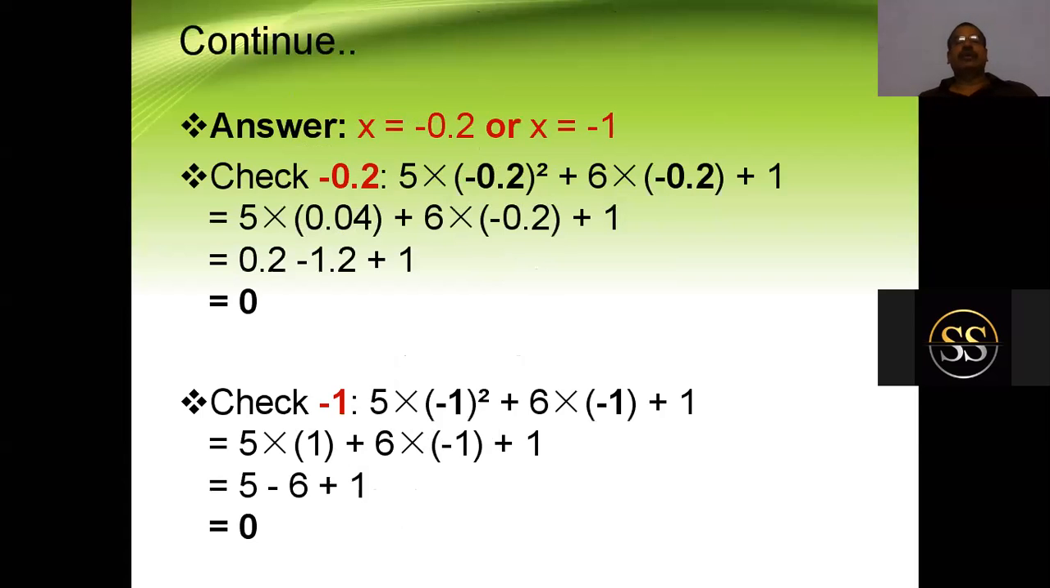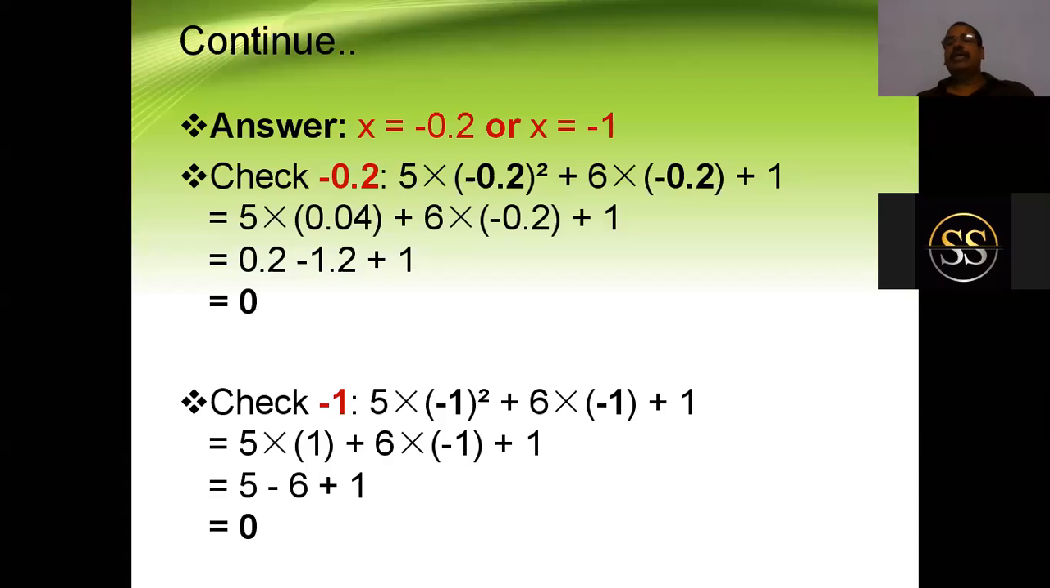X equal to minus 1 by 5 means minus 0.2, and x equal to minus 1. If you want to check, you can verify that both answers give 0. You put minus 0.2 in the equation, and you get 0. You substitute minus 1, and we get 0. Like that, we can check our answers. Okay, and next step.